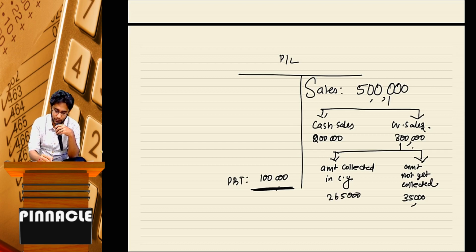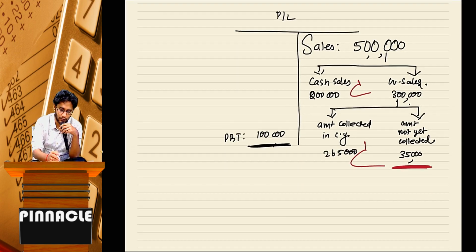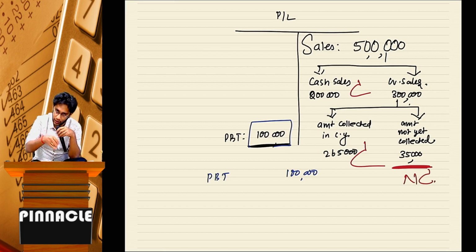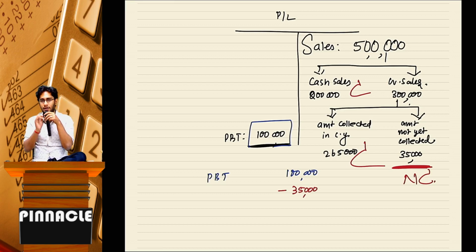Now, if I put this cash, this 3 lakhs, what is non-cash? 35,000. So, when I do cash flow statement, PBT 1 lakh, at the working capital adjustment stage, I will say, in this 1 lakh, 35,000 rupees non-cash item is included. Included, remove. Sir, why, sir? Because cash is not collected.